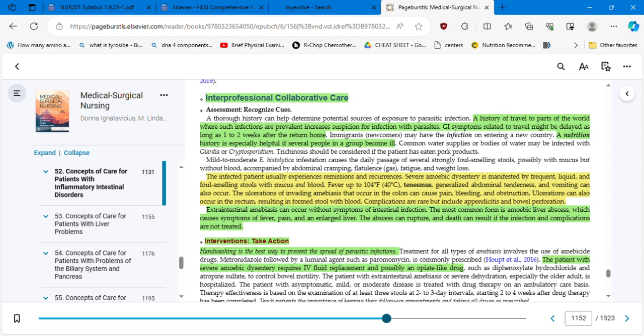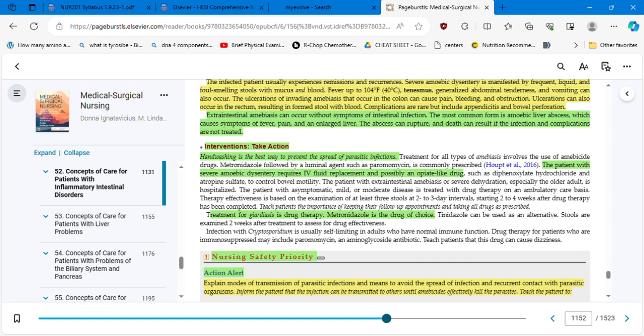Tenesmus, again, as I told you before, when somebody reports tenesmus, probably they are not going to verbalize that word, but they are going to give you the symptoms of tenesmus. Generalized abdominal tenderness and vomiting can also occur. The ulceration of invading amebiasis that occurs in the colon can cause pain, bleeding, and obstruction. Ulcerations can also occur in the rectum, resulting in formed stools with blood. Complications are rare but include appendicitis and bowel perforation, of course.